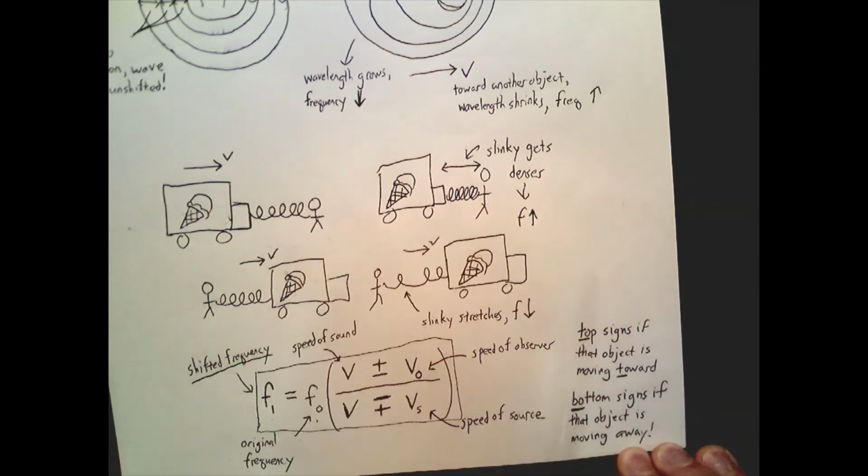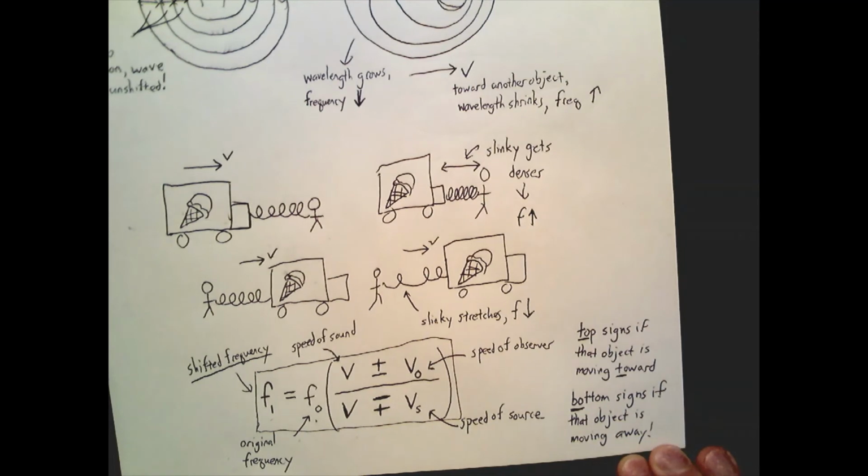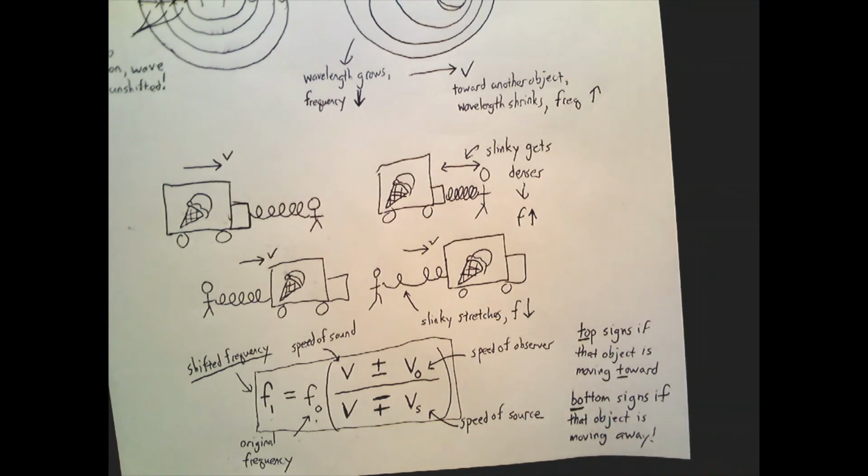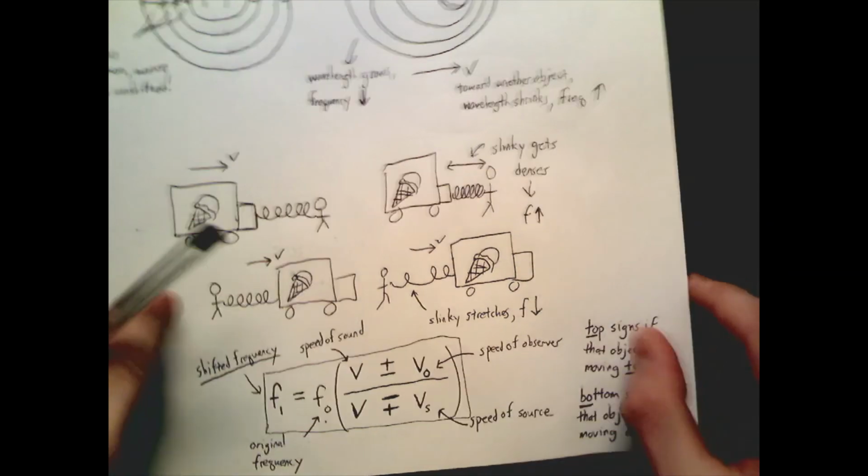So we had top and toward. We could say bottom and bye-bye if you'd like. But we're always going to use the bottom signs if that object is moving away. So let's see an example and see how this actually plays out. So here's our crazy looking equation again.